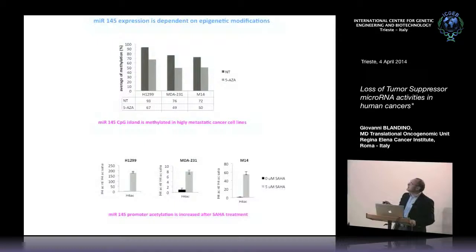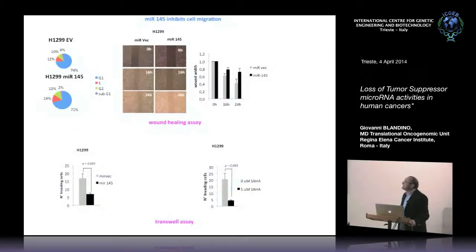That's with the idea to have a cell system in which we can move and investigate the molecular details that we cannot do in the embedded samples that you know are there, but we cannot do more than what we are doing. And then we start some of the experiments. So this is wound healing assays and transwell assays. And again, when we overexpress the mimic for 145, we see that there is a strong reduction.